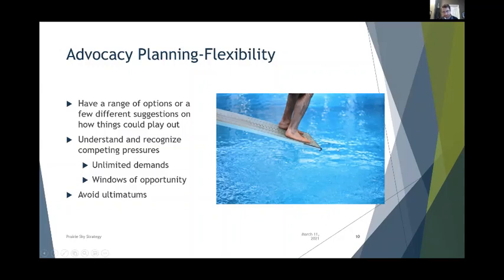Additional point here, which has maybe been drawn out, is the importance of flexibility when it comes to planning. Again, having a range of options or different suggestions is very important. As you can understand, governments have a lot of competing pressures, perhaps best exemplified during this past year, during the pandemic, where there are pressures on PPE, pressures on vaccines, and where there are always unlimited demands on government.